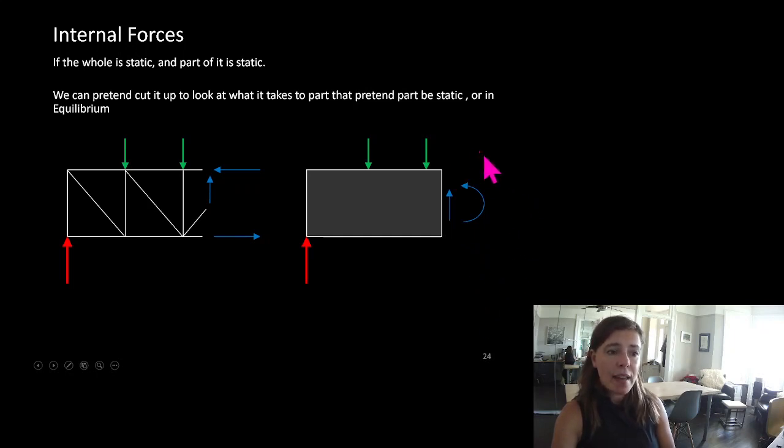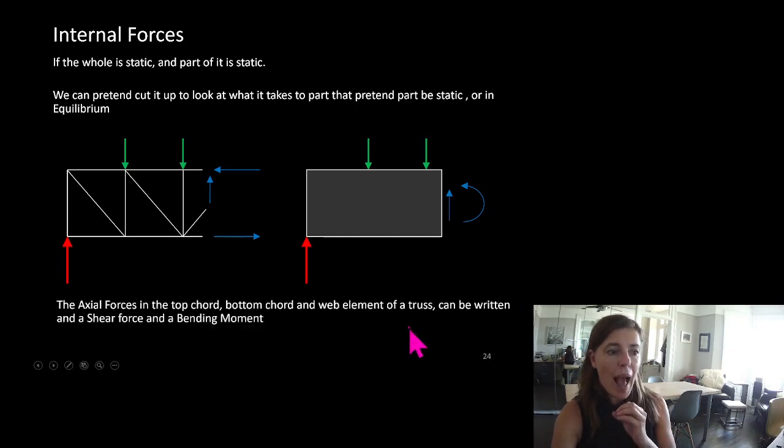What if then these were our internal unknown elements? This is our shear and this is our moment. We now have two different unknown internal elements. So axial forces in the top chord, bottom chord, and web element of a truss can be rewritten as a shear force and a bending moment. That's going to be really handy when it's not chorded elements or built up out of small, simple elements.